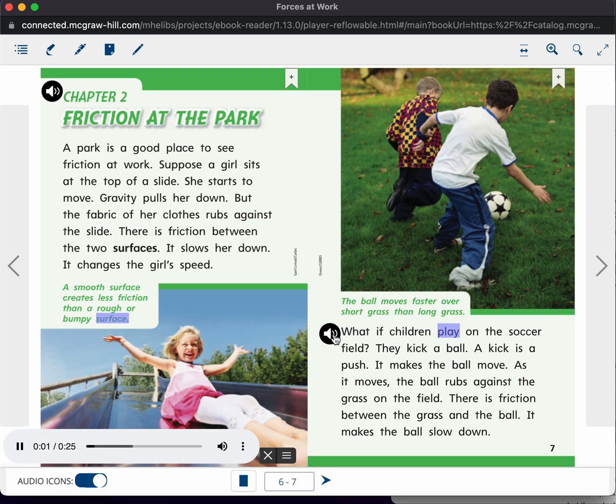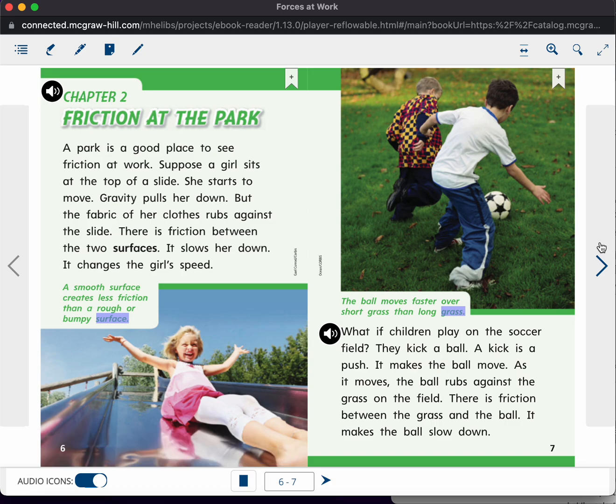What if children play on the soccer field? They kick a ball. A kick is a push. It makes the ball move. As it moves, the ball rubs against the grass on the field. There is friction between the grass and the ball. It makes the ball slow down. Caption: the ball moves faster over short grass than long grass.